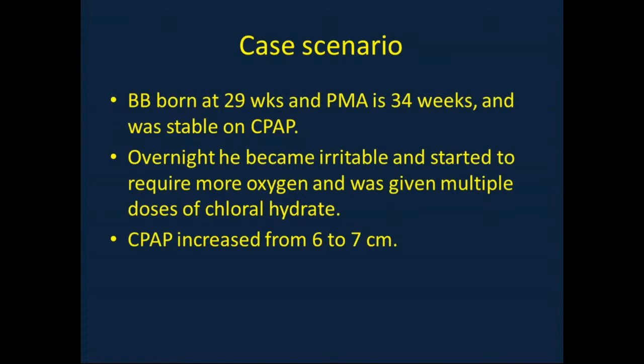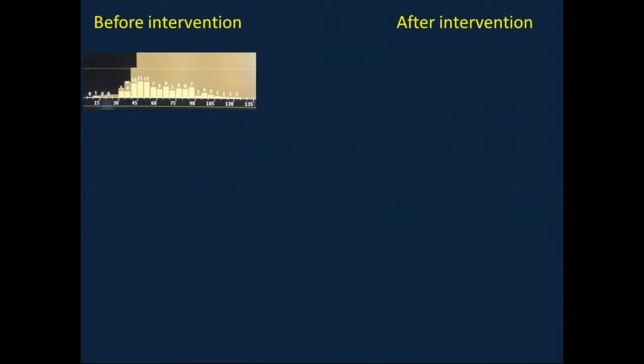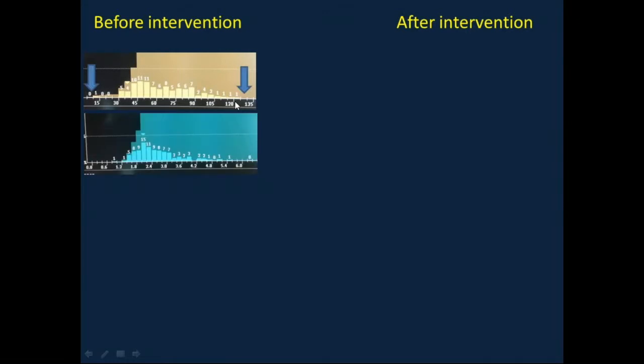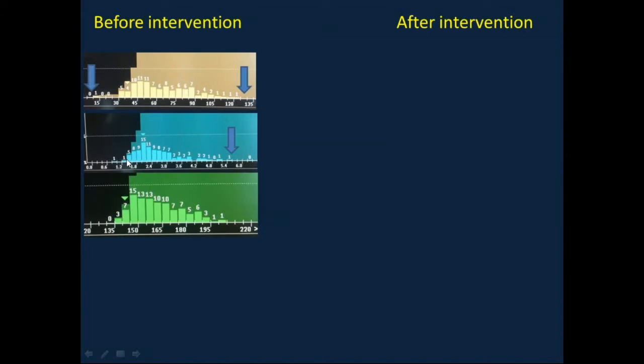Overnight, he became irritable and started to require more oxygen, and was given multiple doses of chloral hydrate because of the irritability. CPAP was increased from 6 to 7. But in the morning, when we evaluated the histograms, we found a very wide base histogram for respiratory rate. So the infant was having periodic breathing, between very low respiratory rate and very tachypneic, up to 120 sometimes. Very wide base of perfusion index.